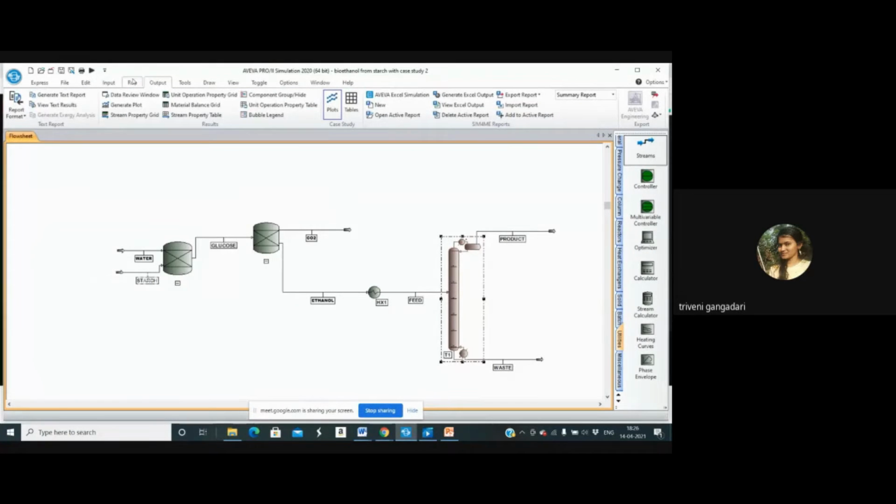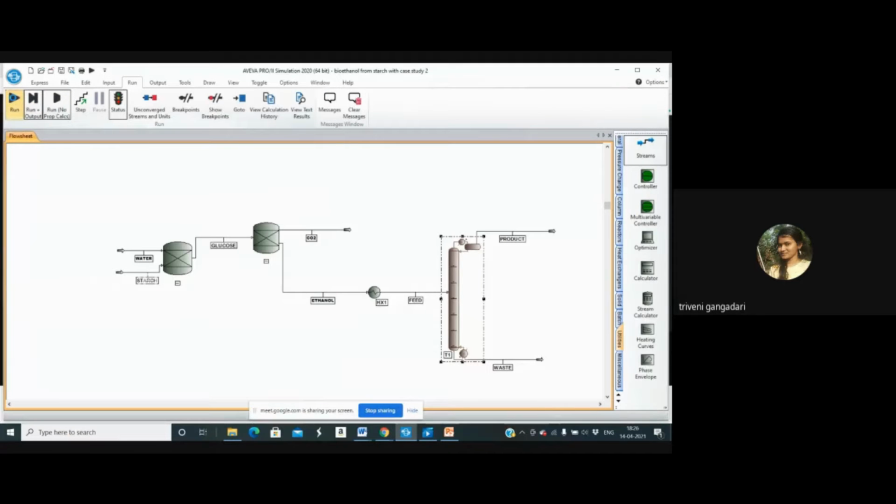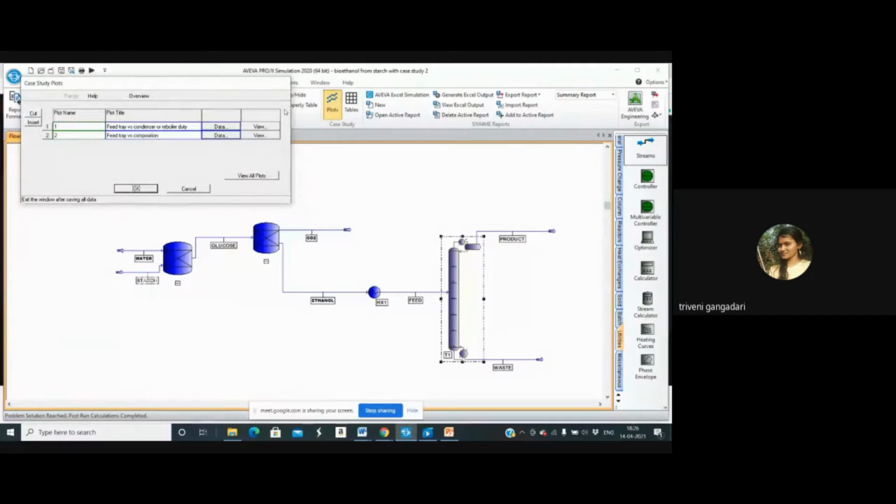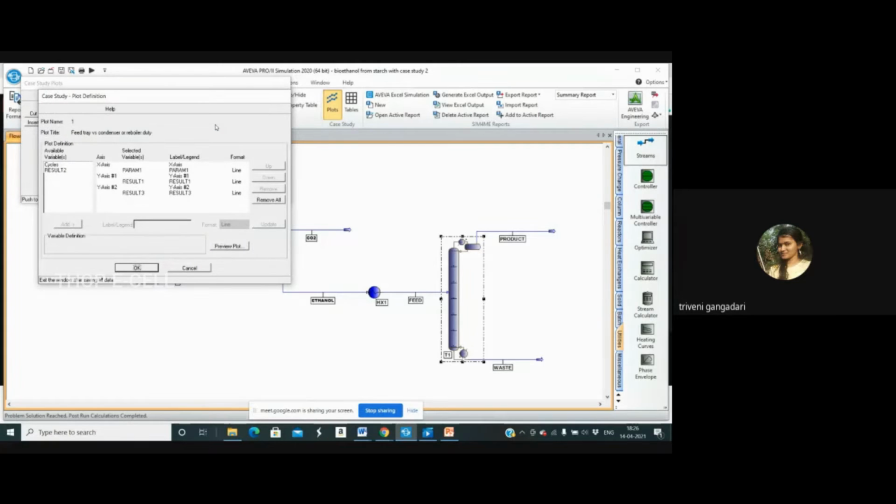So to look at the plots, first run the simulation. Go to output and here click on plots. Here we can see the effect of feed tray location on the condenser and reboiler duties and purity. So the first plot is feed tray versus condenser and reboiler duty. Click on data. And here on the x-axis, parameter 1 is the feed tray location, and result 1 is the reboiler duty, and result 2 is the condenser duty.